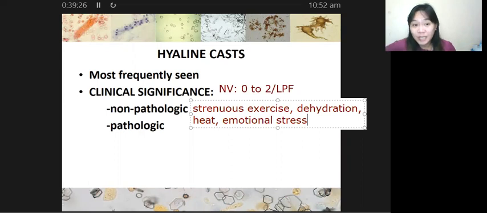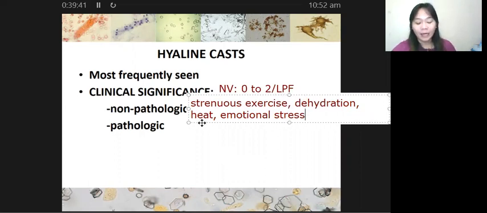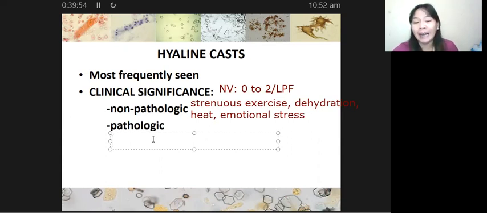Okay, emotional stress. So those are non-pathologic conditions which will result to the formation of your hyaline casts in your renal tubules. Thus, we are able to see them in your urine sample. Okay, so yan, non-pathologic conditions po to. Alright, so there are also pathologic conditions which will result to the formation of more, okay, hyaline casts or increased numbers of hyaline casts in your urine sample.